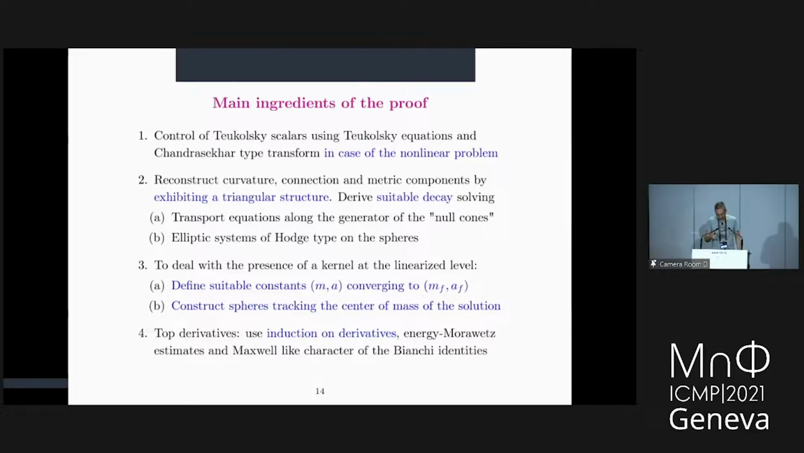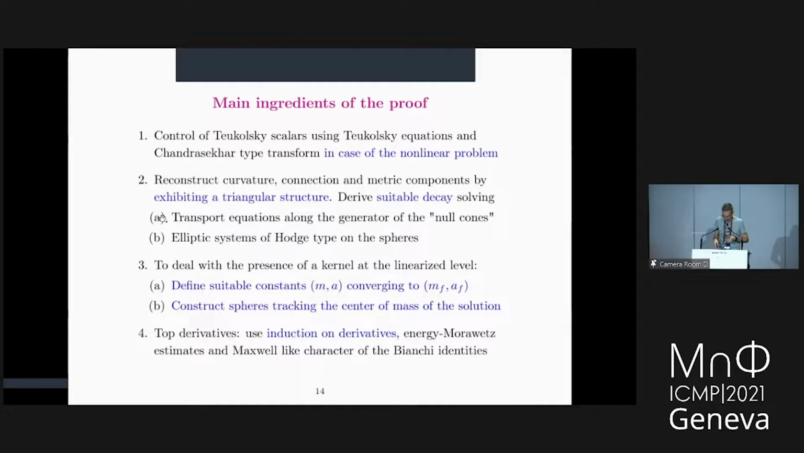OK, so then, as suggested by the linearized theory, you want to reconstruct the rest of the solution starting from these Teukolsky scalars. So you need to reconstruct curvature, connection, metric components. And for that, again, you want to exhibit a kind of triangular structure, or at least triangular at the level of linear terms. Of course, at the nonlinear level, it's coupled. But these nonlinear terms you treat in the context of your proof by bootstrap. OK, so you want to derive suitable decay estimates consistent with the linear theory.